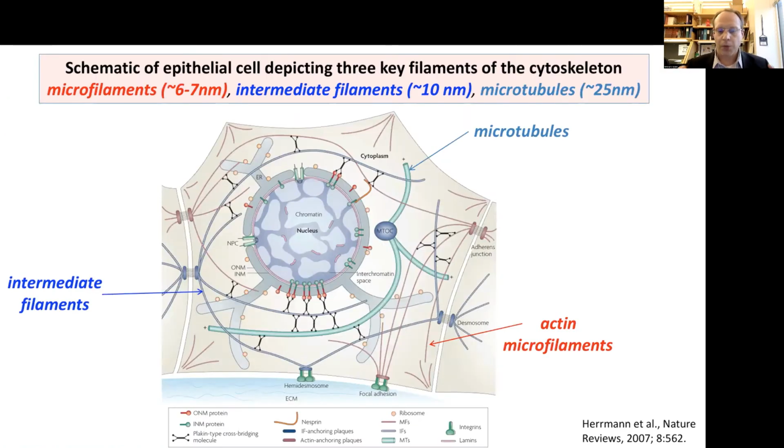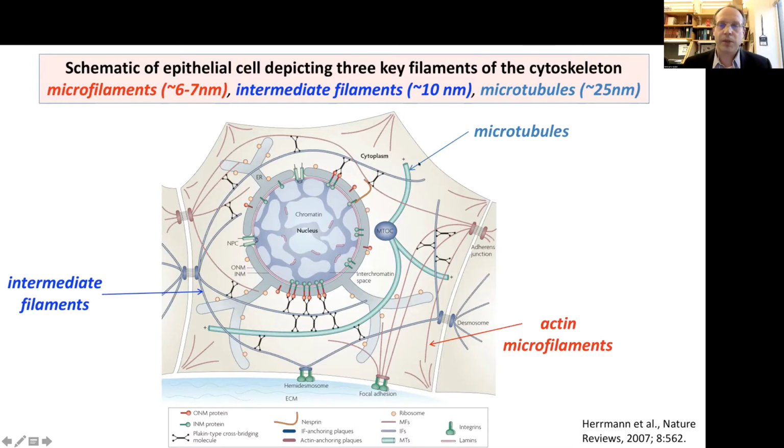So if we're going to think about microtubules, the first thing we need to understand is, well, what are the key components of the cytoskeleton? And that's what I'm illustrating here. So here's a schematic of an epithelial cell, and I'm depicting the 3 key filament systems of this cytoskeleton. In red, we have actin microfilaments. In blue, intermediate filaments, such as keratins, which are an intermediate filament. And then we have microtubules in this green or teal, depending on how it's coming through on your screen.